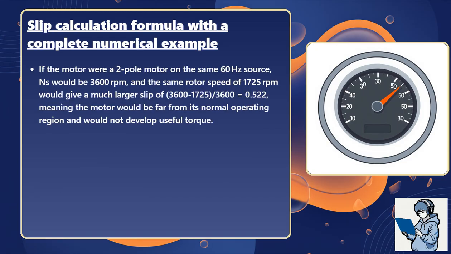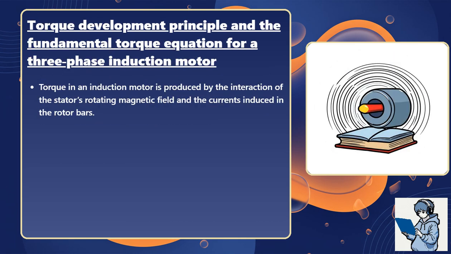If the motor were a 2-pole motor on the same 60 Hz source, NS would be 3,600 revolutions per minute, and the same rotor speed of 1,725 revolutions per minute would give a much larger slip of (3,600 minus 1,725) over 3,600 equals 0.522, meaning the motor would be far from its normal operating region and would not develop useful torque. Torque in an induction motor is produced by the interaction of the stator rotating magnetic field and the currents induced in the rotor bars.